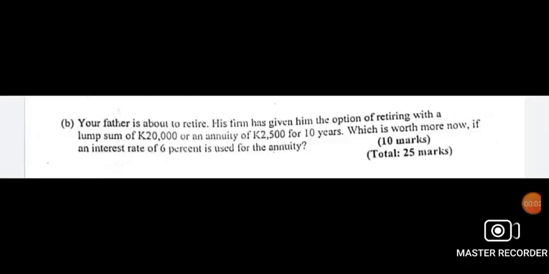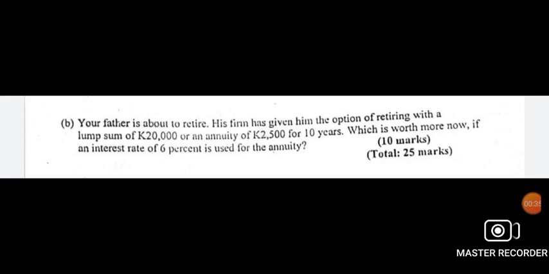So this video contains the work that was covered today for our group. The first question was this one, which states: your father is about to retire. His firm has given him the option of retiring with a lump sum of 20,000 or an annuity of 2,500 for 10 years. Which is worth more now if an interest rate of 6% is used for the annuity?